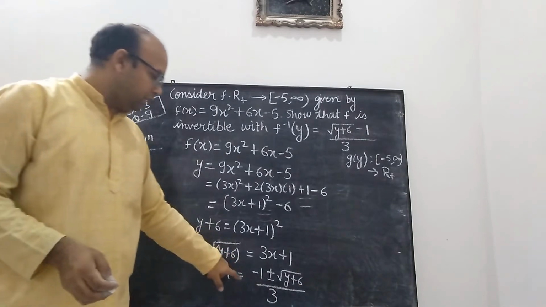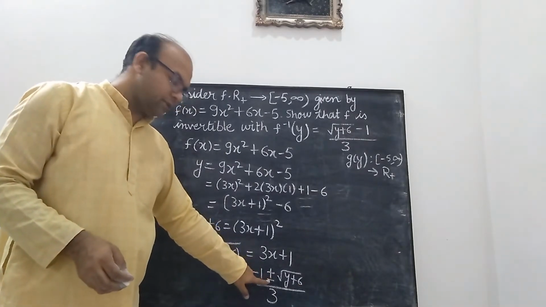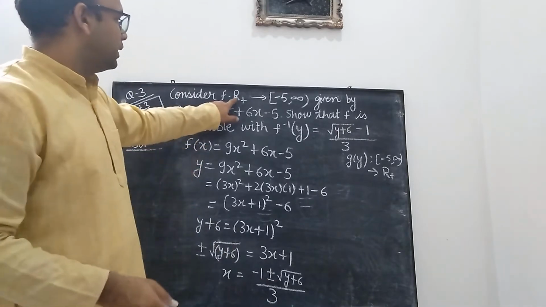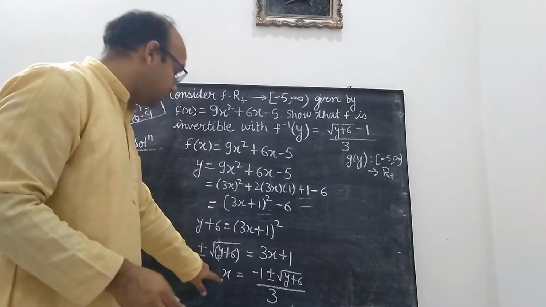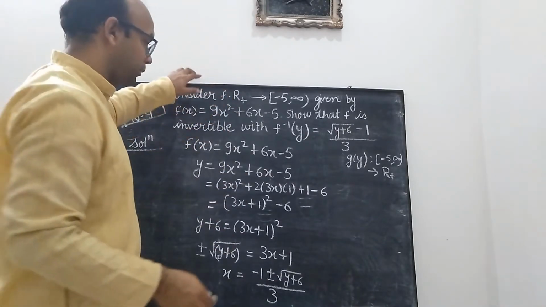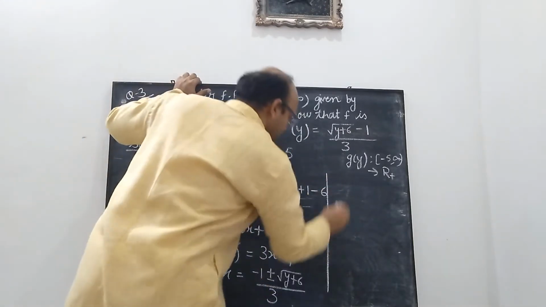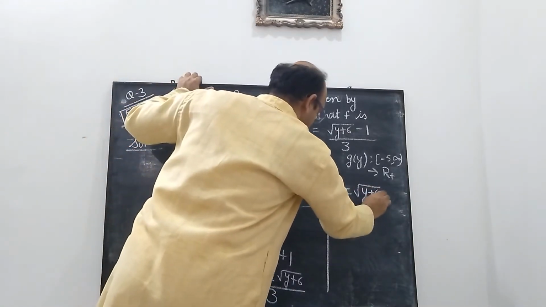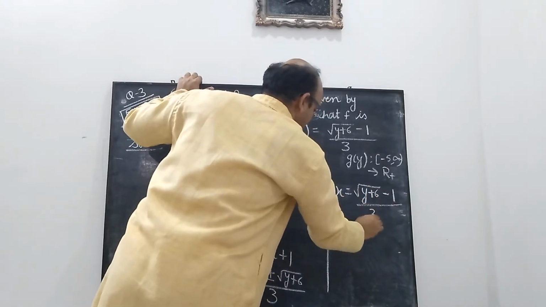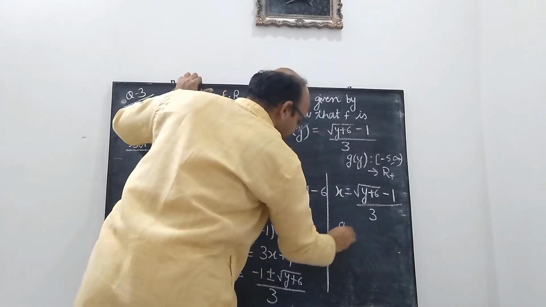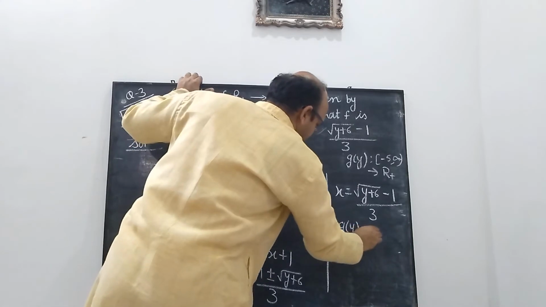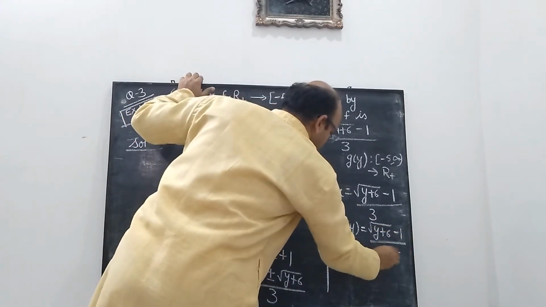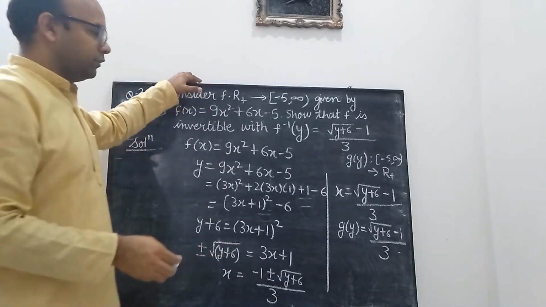Now, do we need to take both the plus and minus? No, we ignore the negative sign because we are dealing with the positive real numbers and x belongs to R plus. So we take x is equal to root of y plus 6 minus 1 upon 3, and we define this as g of y. Now half of the thing is done.